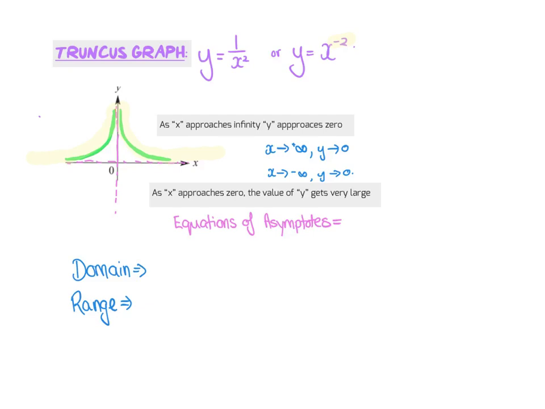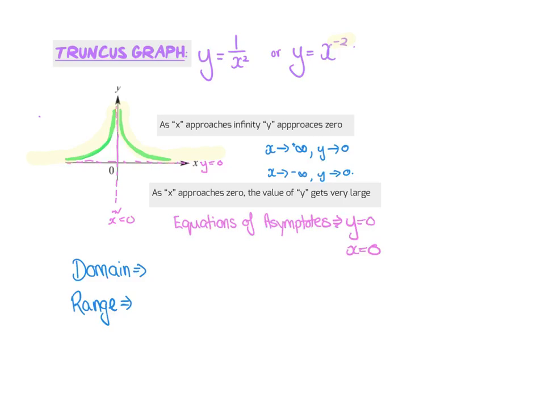So you can see that the x-axis is one of the asymptotes, that's y equals 0, and this one would be x equals 0. So the equations of the asymptotes are y equals 0 and x equals 0 on a basic Truncus graph.